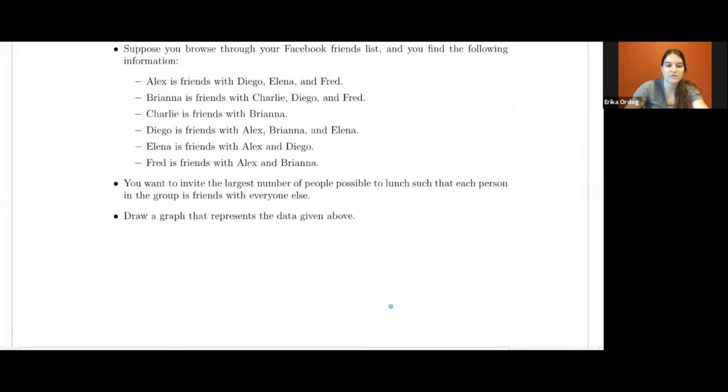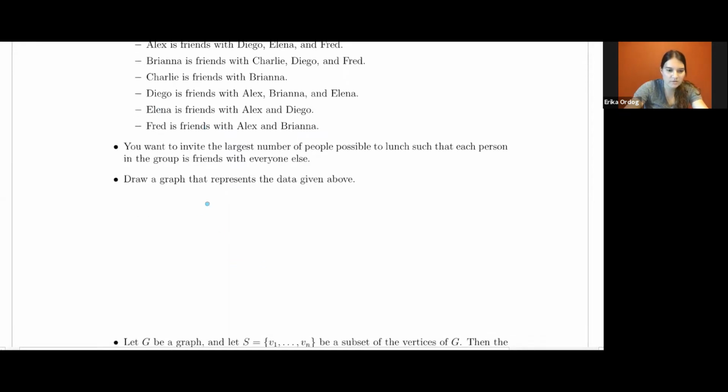So if we want to draw a graph that represents this data, how can we do that? Remember, our vertices are our objects, and the edges are the connections between them. The objects here are the friends, and two objects are connected if those people are friends with each other on Facebook. So we can draw a graph. We'll have 6 vertices. We can label them A, B, C, D, E, and F.